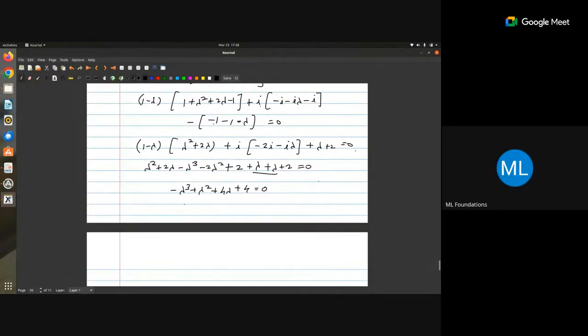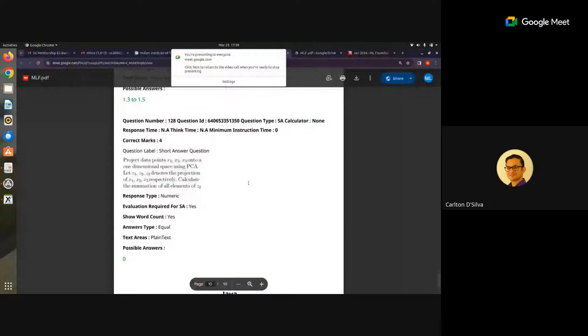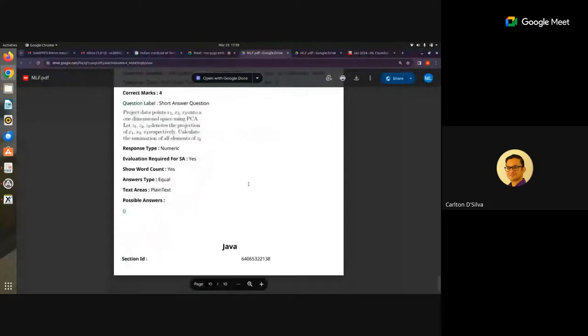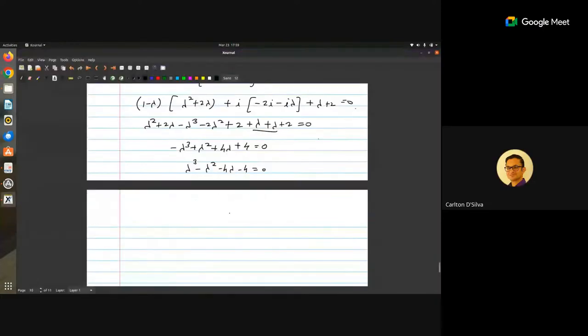So if you solve this, maybe I'll write it like lambda cube minus lambda square minus 4 lambda minus 4 equals 0. Solving this, I'll get the values of lambda. That is very difficult, isn't it? There was a trick for cubic equations, where if you have a constant 4, you look at the factors 1, 2, and 4, and try each. If you can find one using division, then you can easily break up the rest. So that method is there.